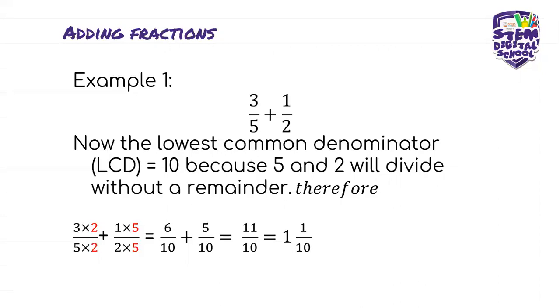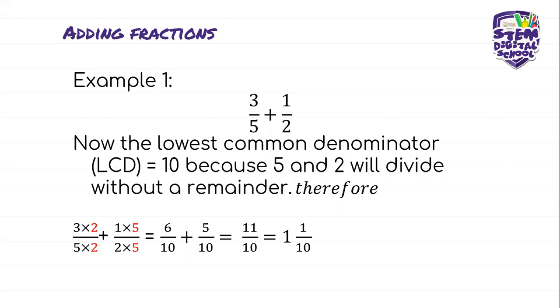And then of course, all that you need to do now is just to add the numerators. Once the denominators are the same, then you can definitely add the numerators. And that is what we are doing here. 6 plus 5 is 11, and then 10 is the denominator. But then you can tell without doubt that 11 over 10 is an improper fraction.